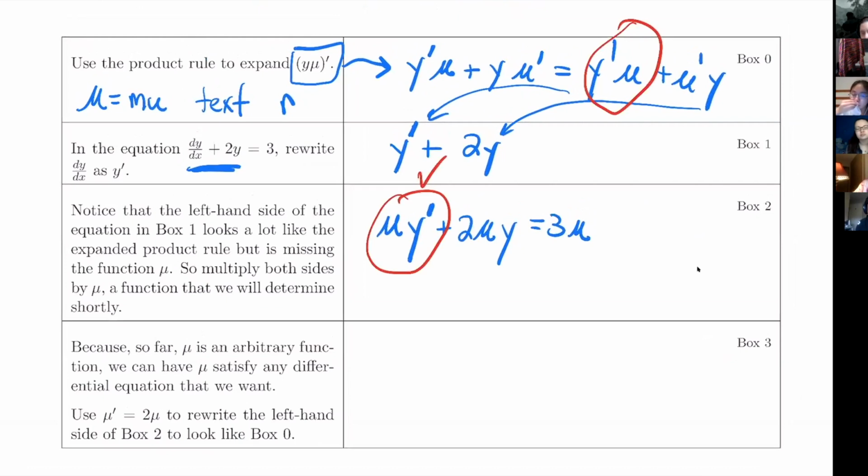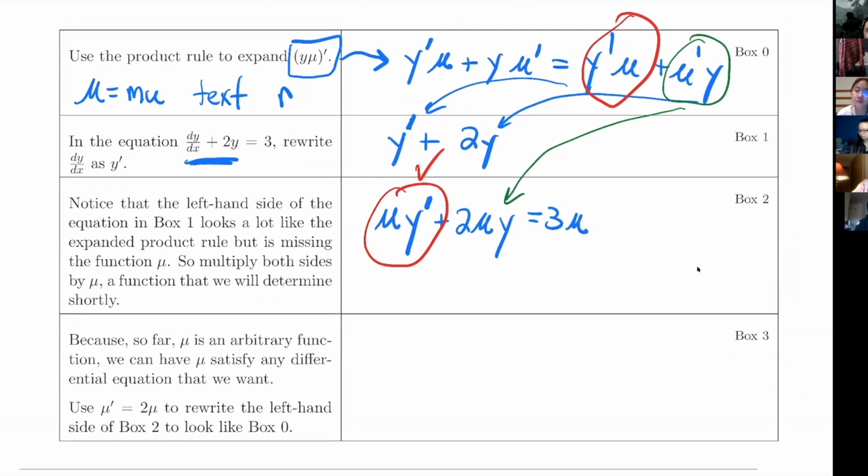In order to make this look like the product rule, we've got our y prime mu. So that part checks out. And then we've got this other term over here, which should match up with this one. So this tells me that this 2 mu should be the derivative of mu. So in order to put this into the product rule, we must find some solution to this differential equation. We want to find the function mu so that its derivative is equal to 2 times itself.